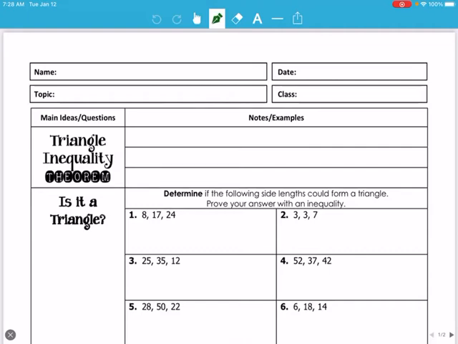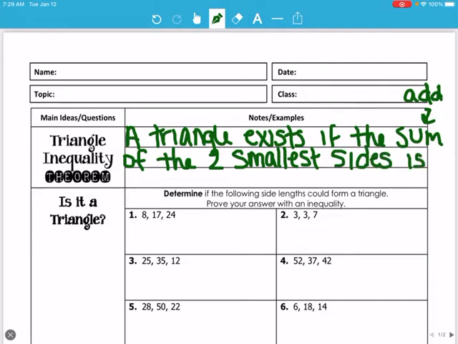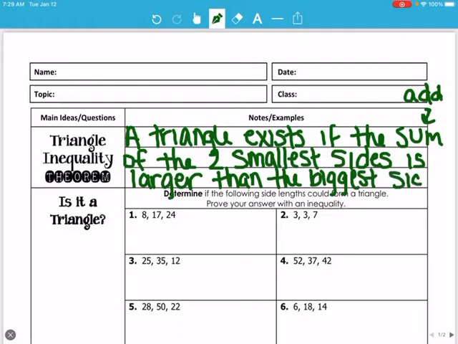Welcome back, guys. Last topic for Unit 5 is going to be the triangle inequality theorem. What this theorem means is a triangle can exist if the sum of the two smallest sides, remember sum means add, if that sum is larger than the biggest side. Okay. And when we're saying larger, we are talking about the inequality sign of greater than.